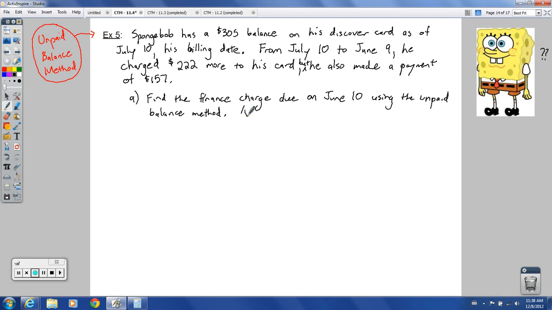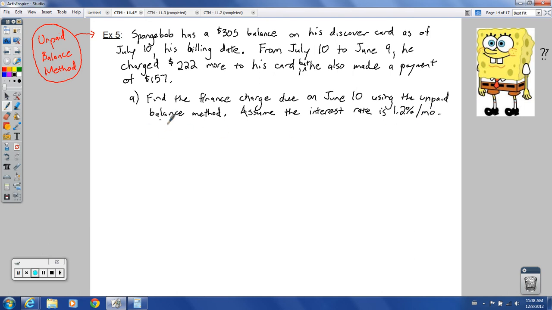And we're going to assume one more thing. Assume the interest rate charged, I'll just say, is 1.2% per month. So that just means 1.2% per month.